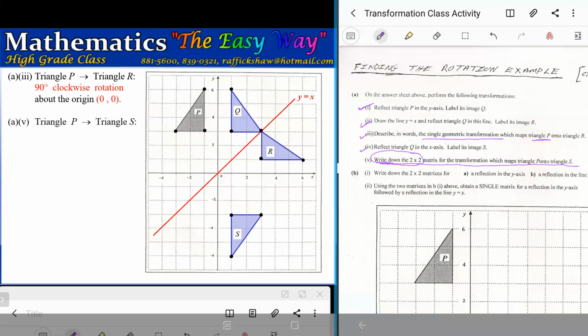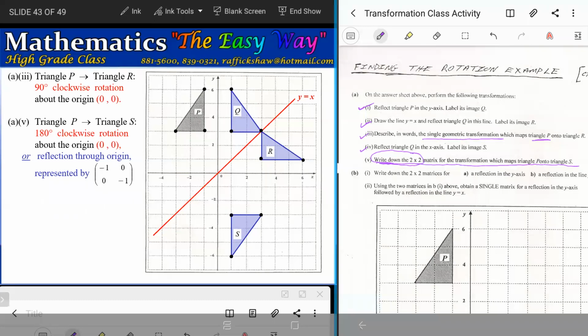See there? P to S, what is it? It is a 180 degrees clockwise rotation about the origin O, or it's a reflection through the origin. And then see there, that's the matrix that they want. This is the answer now. They wanted the matrix. That's what the question wanted: the 2 by 2 matrix. So if you give them the description alone, you're not getting any marks. This is what they wanted, so you have to answer the question.